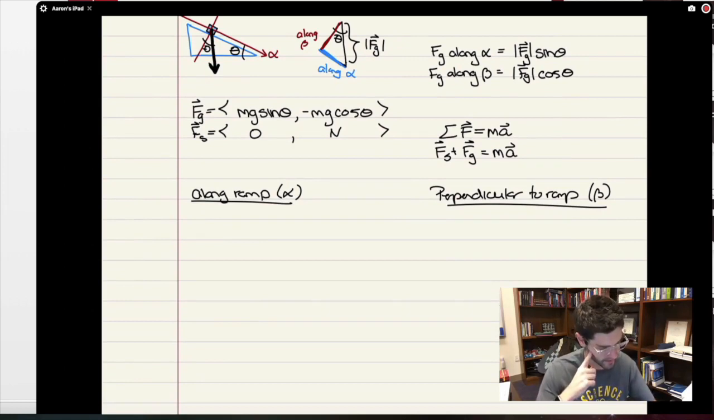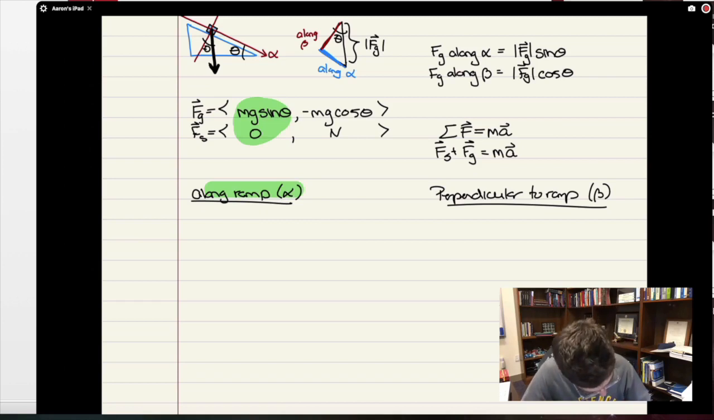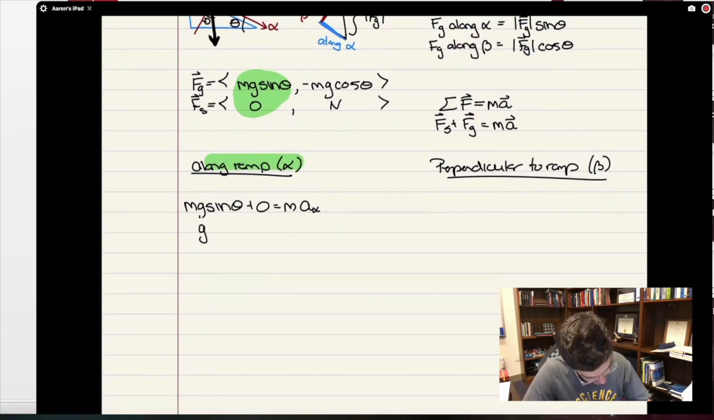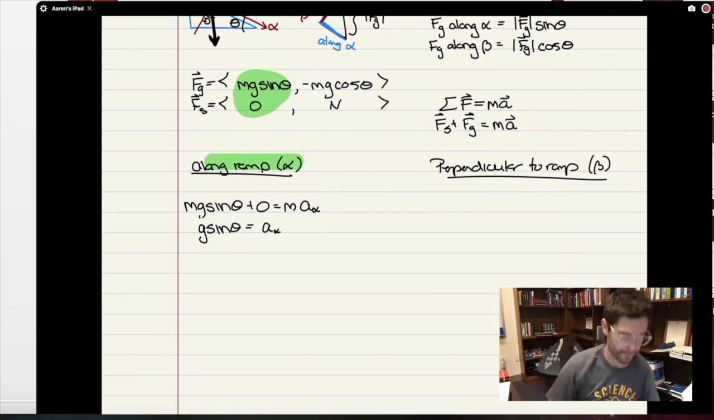So along the ramp, that is, if I get my highlighter back out, that was these components. So there I would say, if I allow for the signs to matter, it was mg sine theta plus 0 equals mass of the box times the acceleration of the box along the ramp. Or that g sine theta equals the acceleration along the ramp, which is greater than 0. What does that mean?